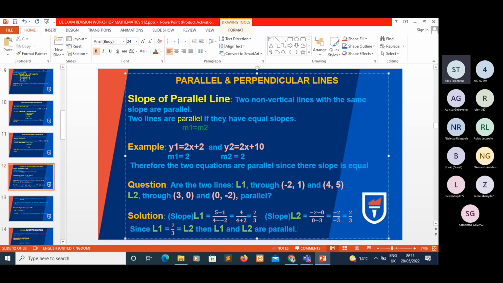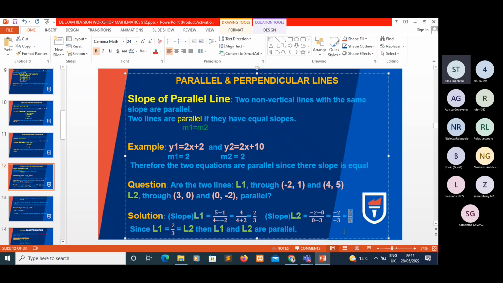So I'm simply going to get minus 2 divided by minus 3. So minus divided by minus, it cancels each other, and then it becomes positive. So the minus on top and the minus at the bottom cancel each other. Then it's going to retain only 2 over 3, which you have got as a positive.